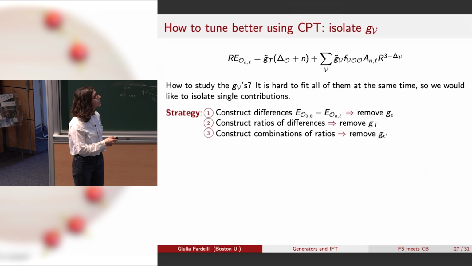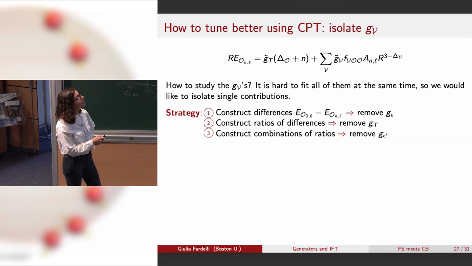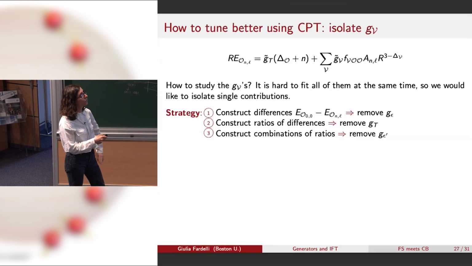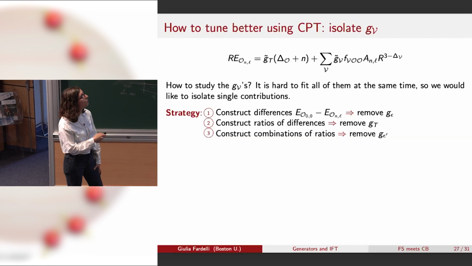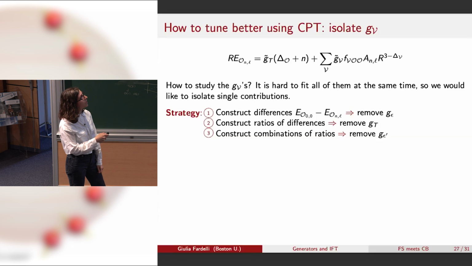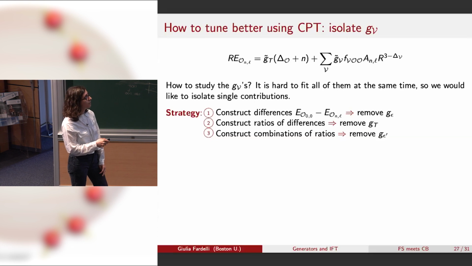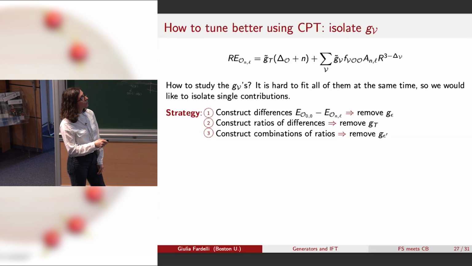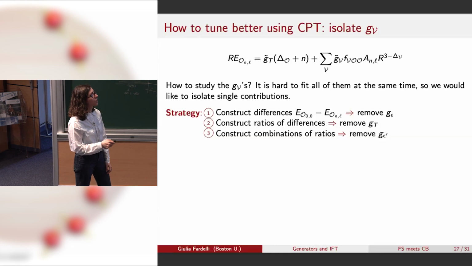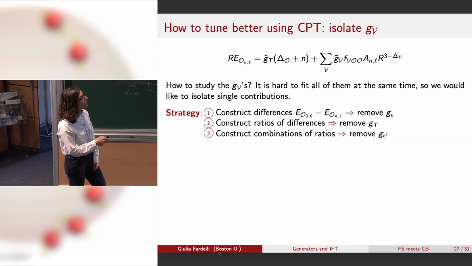So what we were trying to do is to isolate as many Wilson coefficients as possible. For example, we can try to construct differences of the dimension of a primary and different descendants. This way we can cook up a function in which g epsilon is removed. Then we can construct ratios of these differences, in which the dependence on g tilde is removed. Or also construct combinations of different ratios in such a way that we can remove g epsilon. So in this way, I can isolate the contribution from C and T prime.